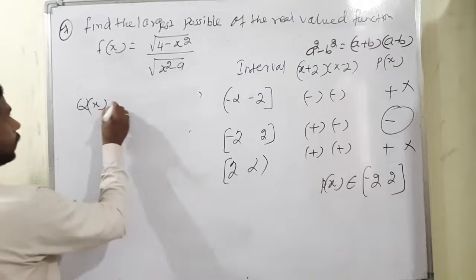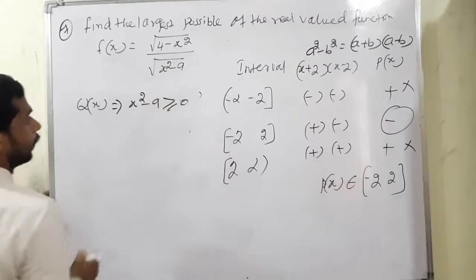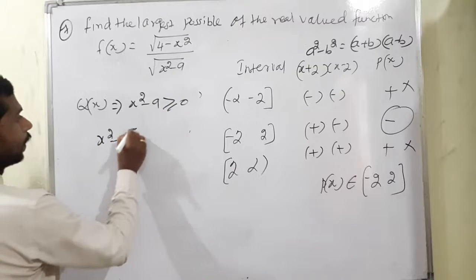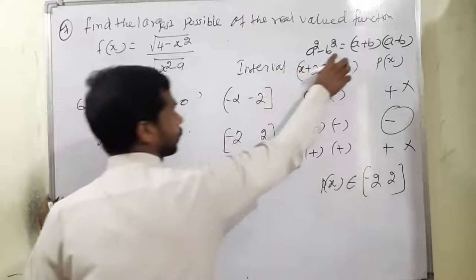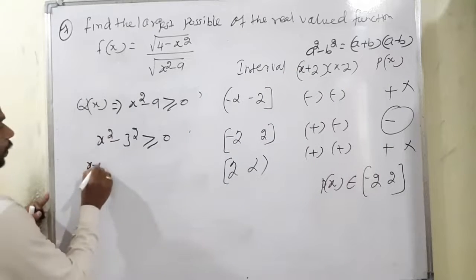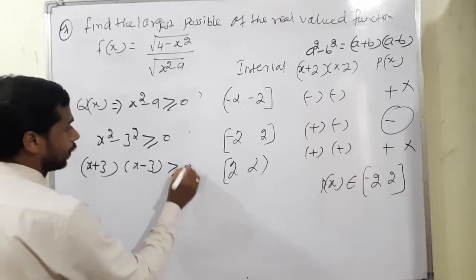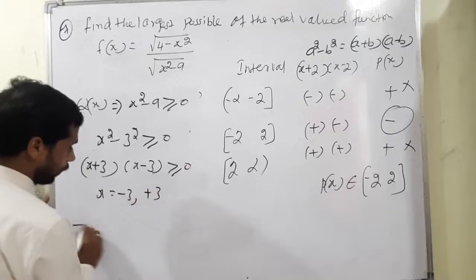So q of x is equal to x square minus 9, always greater than or equal to 0. This is directly we can apply x square; instead of 9 we can write it 3 square, greater than or equal to 0. Again we can apply the a square minus b square form. So (x plus 3) into (x minus 3) greater than or equal to 0. Therefore x is equal to minus 3 and positive 3.